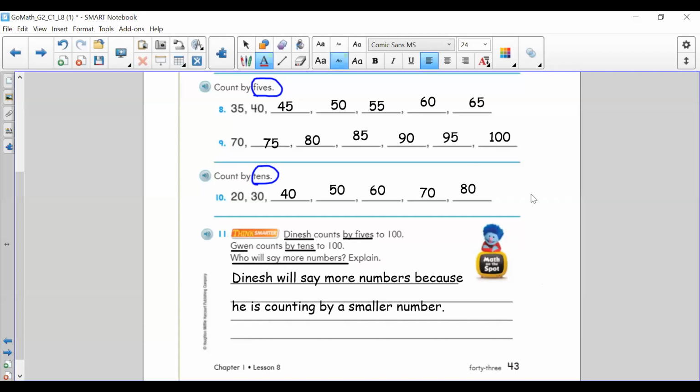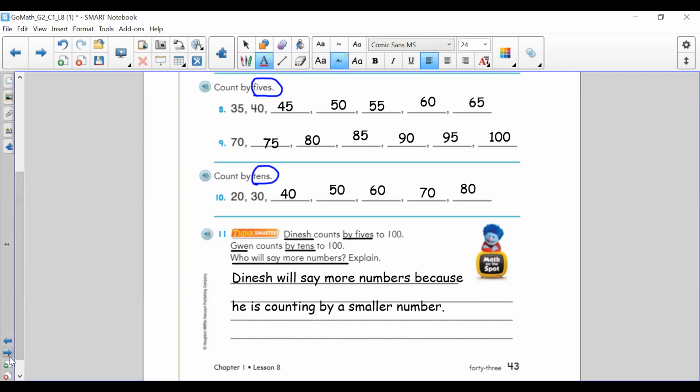Okay, so like Joey and Professor Rena found out, Dinesh will say more numbers because he is counting by a smaller number. It will take him twice the amount of numbers to get to 100 than Gwen, who counts by tens to 100. So we can write that on our paper. And if you want, you can write out the numbers like we did on Math on the Spot, or maybe you did while we were watching the video.